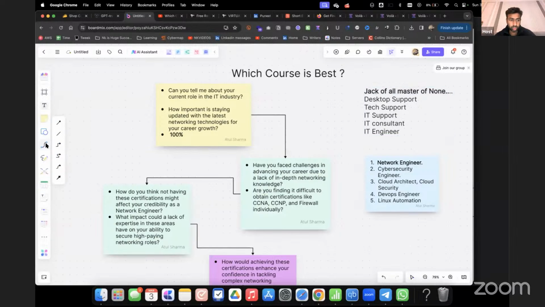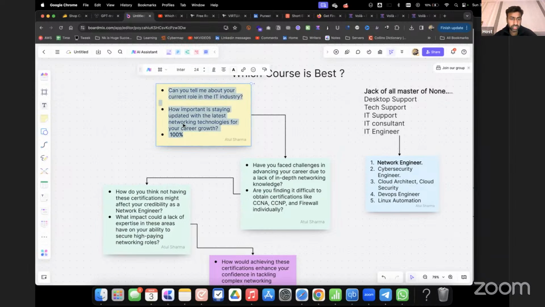So at least you should plan a core domain that is like network engineer, cyber security, cloud architect, cloud security, DevOps, or Linux core domain, Linux automation. Okay. So these are the core domains right now. There are other ones also, but I'm just giving the general keywords.